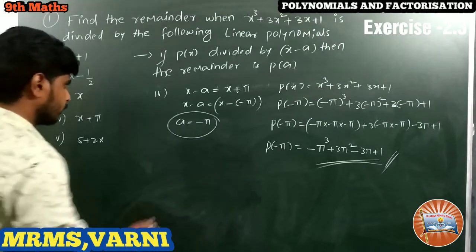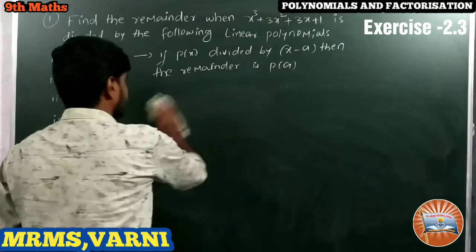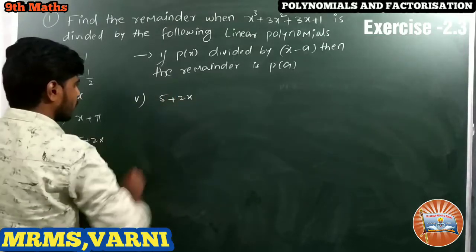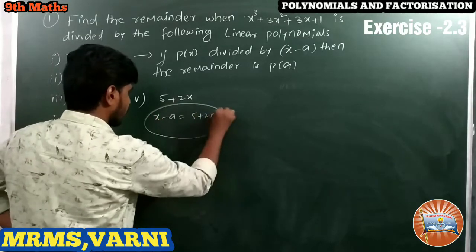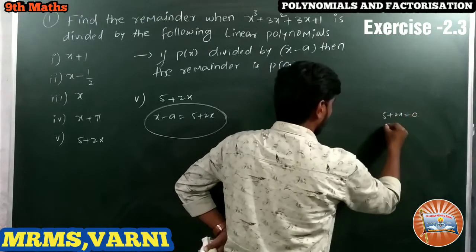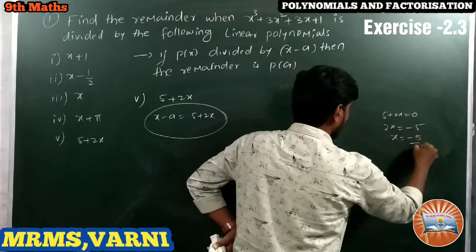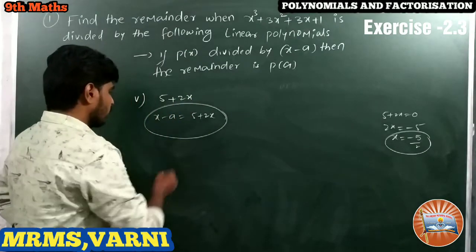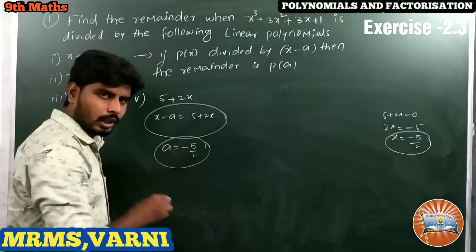Next, the fifth one. Given x minus a is equal to 5 plus 2x. So if we solve this, 5 plus 2x, what is the x value? 2x is equal to minus 5, x is equal to minus 5 by 2. We have to substitute minus 5 by 2, so our a value is minus 5 by 2. This is the x value only. Remember that.